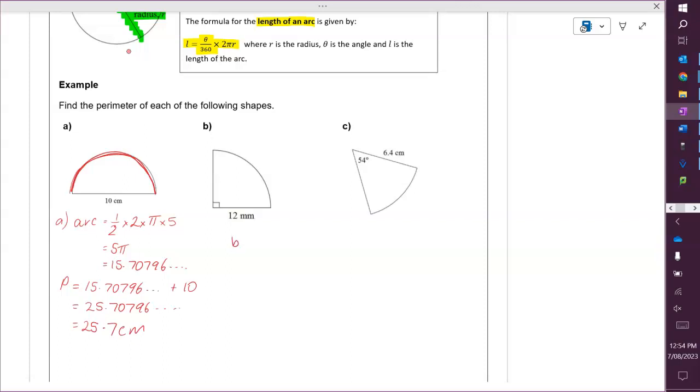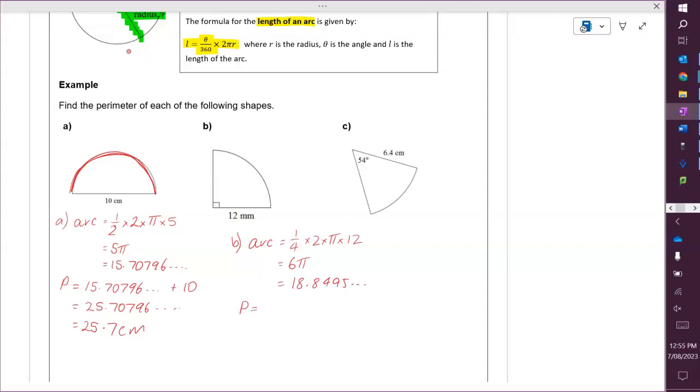For B, this time I still need to find the length of my arc. Now I have a quarter of a circle. So I can go 1/4 times 2 times pi times my radius, which is 12. So if I were to type all that into my calculator, this will simplify down to being 6 pi, or if I have it as a decimal, 18.8495. Continuing, again, don't clear the calculator.